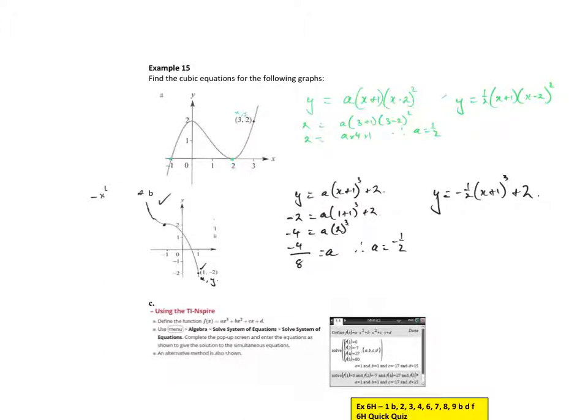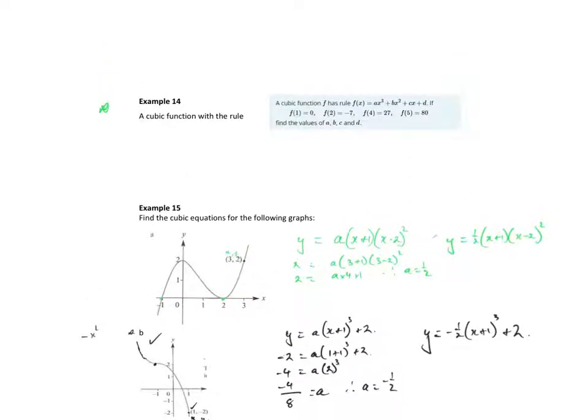Now let's scoot back up to example 14, because example 14 is one of those ones where we've just got information. In other words, at x equal to 1, y is equal to 0. At x equal to 2, y is -7. At x equal to 3, y is 27. At x equal to 5, y is 80. So my equations, all right, as I said earlier, this is going to be a CAS question. But let's set it up first.